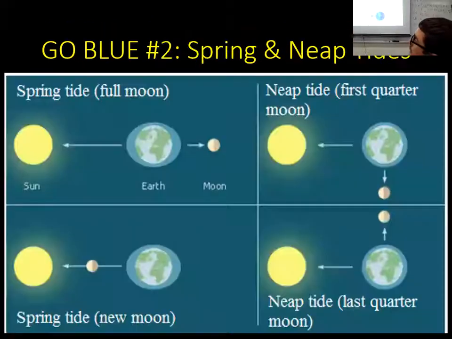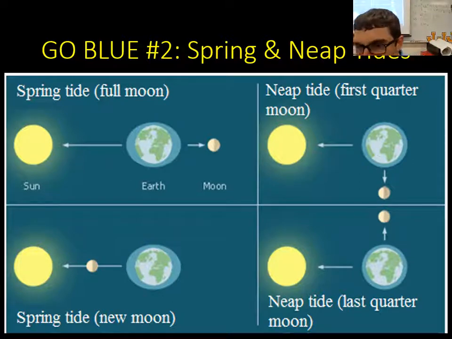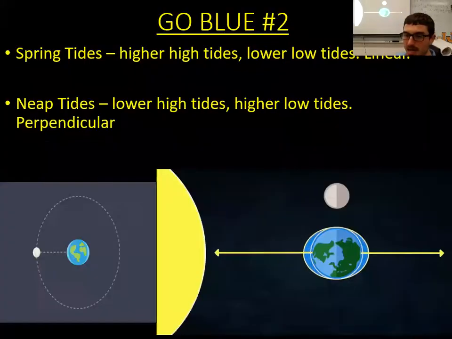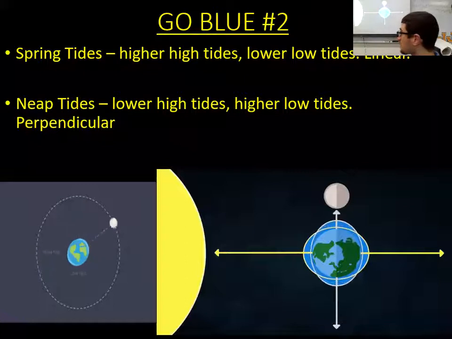And then lastly, number 3, spring tides and neap tides. We've already got this, so take a picture, guys. Spring tides are in a linear setup, and neap tides are at a right angle. So spring tides are where the sun and the moon work together to pull the tides to extremes, high tides and low tides. Here's our main idea, guys. Make sure to take a picture of that.